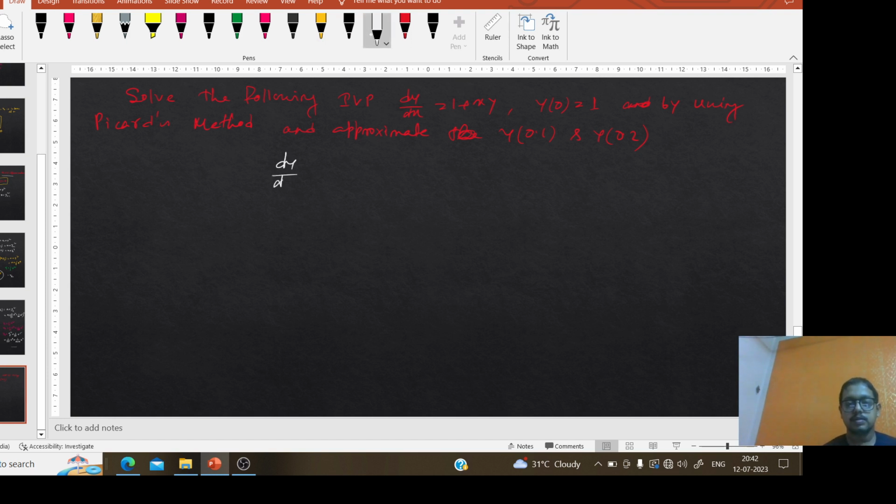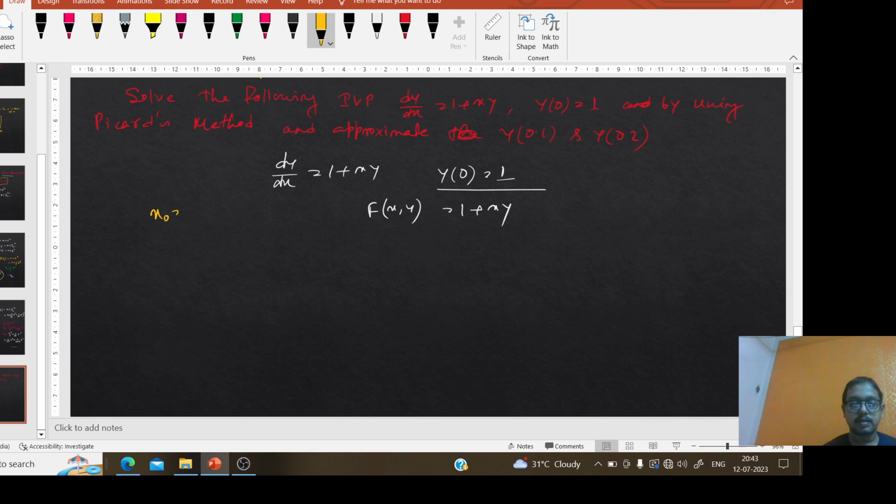So dy dx is equal to 1 plus x. We have to solve it by using Picard's method with the initial condition y of 0 is equal to 1. So see here that f of x, y is 1 plus x. Y of 0 is equal to 1. This implies that x0 is 0, y0 is 1.